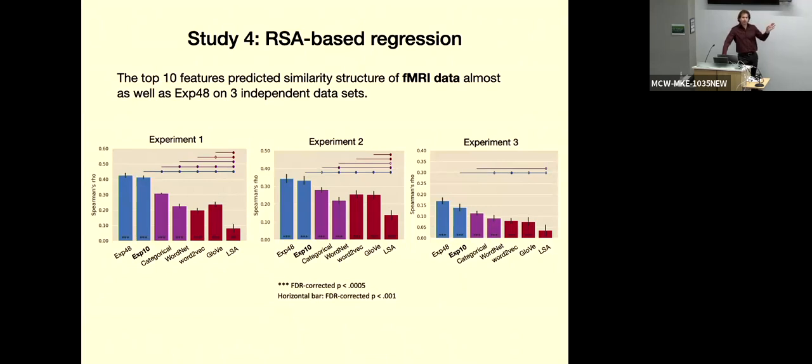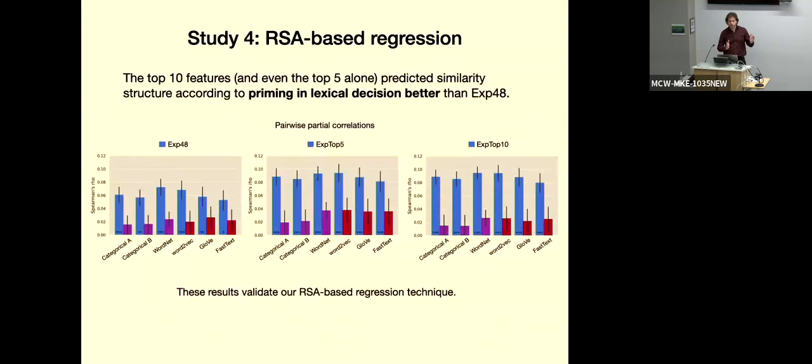But in all of them, both models outperform the others. And specifically, X10, based only on 10 experiential features, outperforms all the categorical and distributional models. So it turns out that those top 10 features are doing most of the work in explaining the neural data.